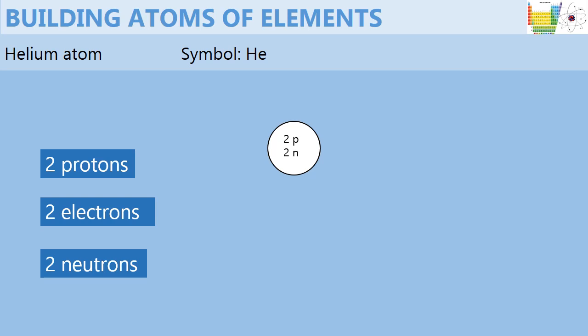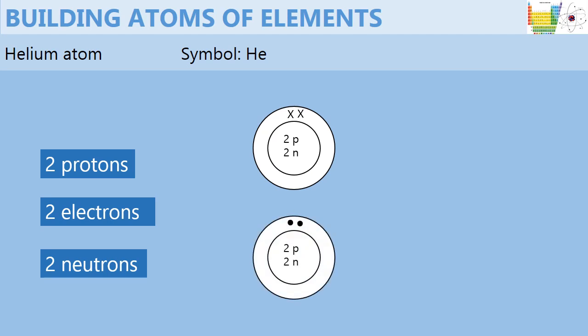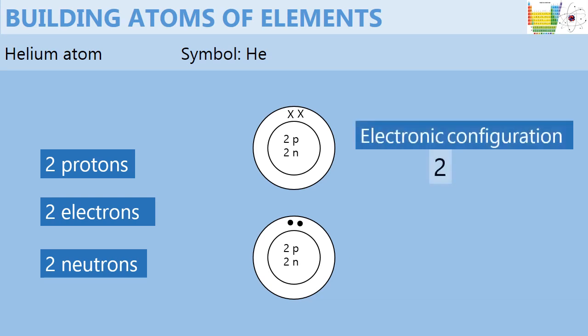What is the next step? Correct. You draw a circle around the nucleus to represent the first energy level, and then you fill it up with the 2 electrons. We draw using X, or we can use dots. So either way, this one or this one could represent a helium atom. What do you think is the electron configuration of the helium atom? If you said 2, then you are right.